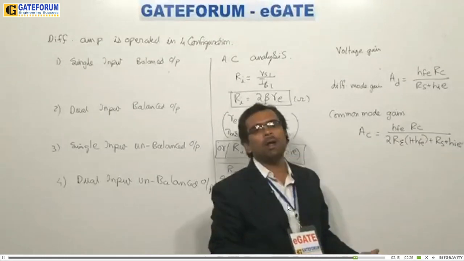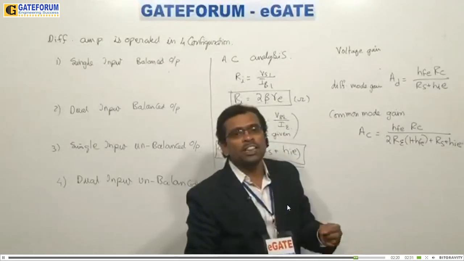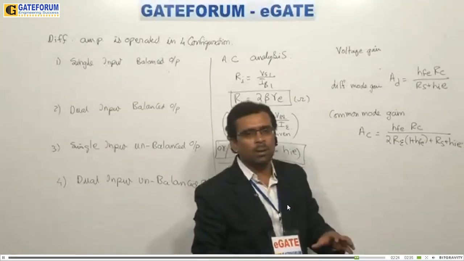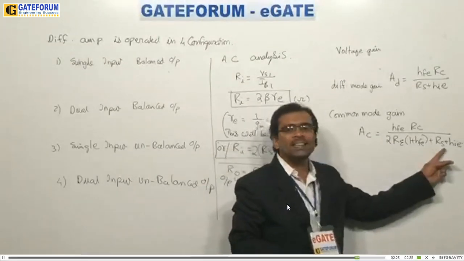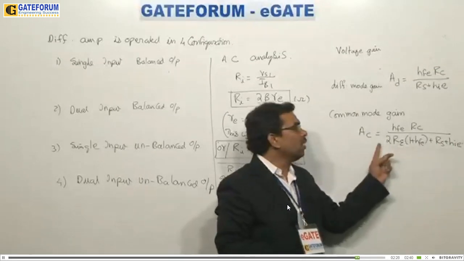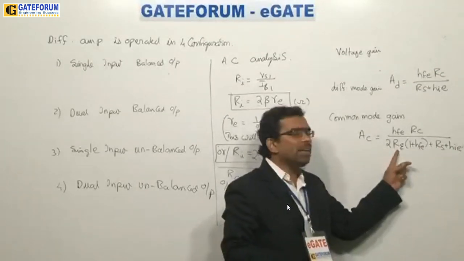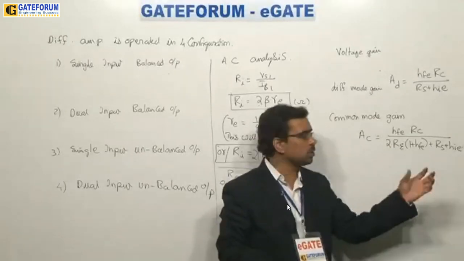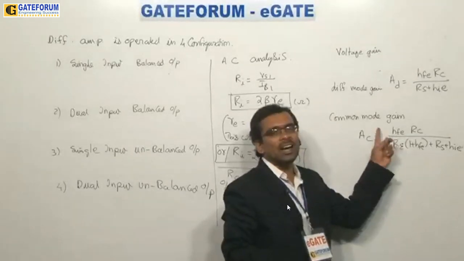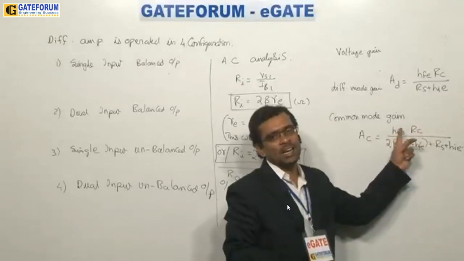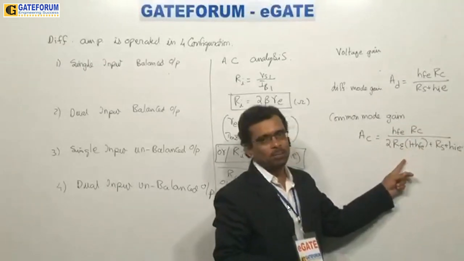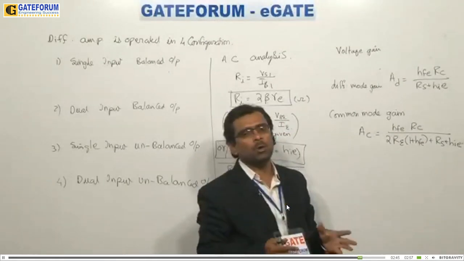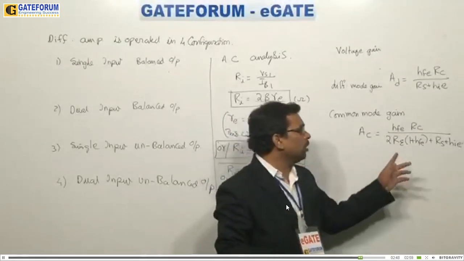Because if you remember the formula of input resistance for a CE amplifier with Re, there you get HIE plus Re into 1 plus HFE. This is the formula of input resistance. The voltage gain is current gain AI into RL dash divided by Ri. Whether it is common mode or difference mode, the formula remains the same.